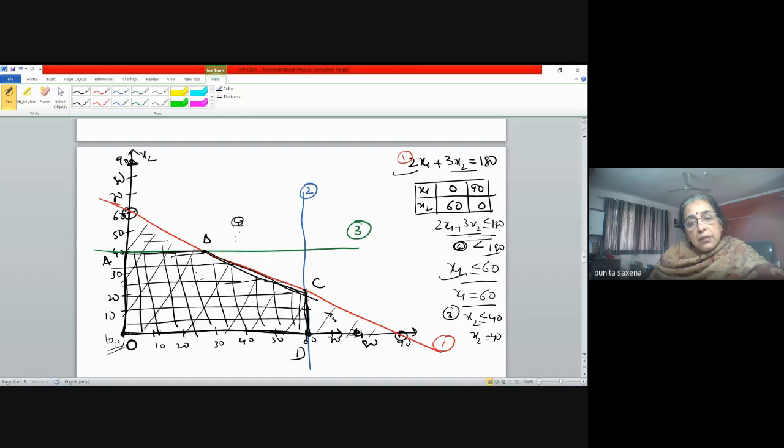ठीक है. राइट. और ये जो आया हमारा, ये क्या कराएगा? ये हमारा पूरा फीजिबल रीजन है. फीजिबल रीजन मतलब इस पूरे रीजन में से हम कोई भी पॉइंट ले ले, x1 x2, it would be such that it would satisfy all the three constraints as well as the non-negativity restriction. तो इस पूरे उसमें जो भी सोल्यूशन हमारे पास निकलेगा, वो कैसा सोल्यूशन होगा? दैट विल बी अ फीजिबल सोल्यूशन. माइंड यू, दैट विल नॉट इवन बी बेसिक.